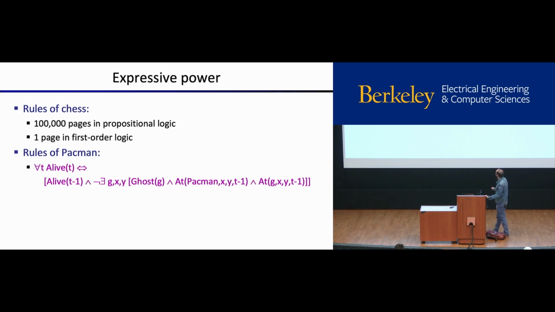That is, if and only if he's alive at time t minus 1, and there does not exist objects g, x, and y such that g is a ghost, and Pacman is at x,y at time t minus 1, and the ghost is at x,y at time t minus 1. So there's no ghost at the same place as Pacman at the previous time step. So this is a way of representing, in a formal language, that rule of Pacman. Otherwise, you'd basically have to make a sentence in propositional logic for every time step for every location.